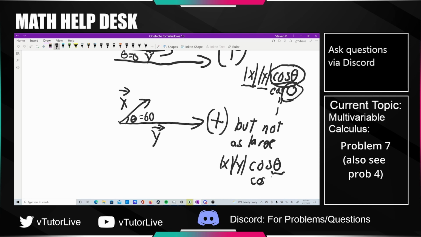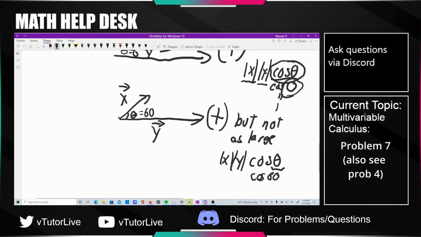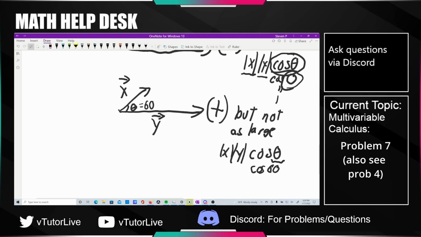Cosine of 60 degrees. I should know this. Is it 1/2 or is it √3/2? The sine of 30 is a half, cosine of 60 is... sorry, it was 1/2. So this is 1/2, whereas before it was 1, this is now 1/2.